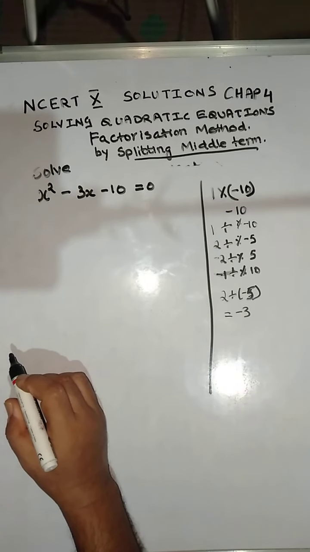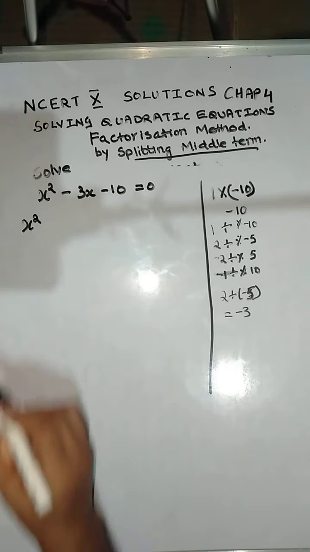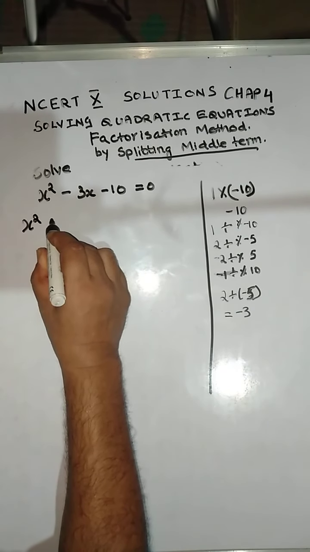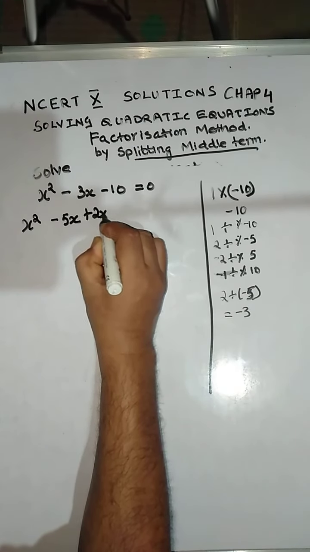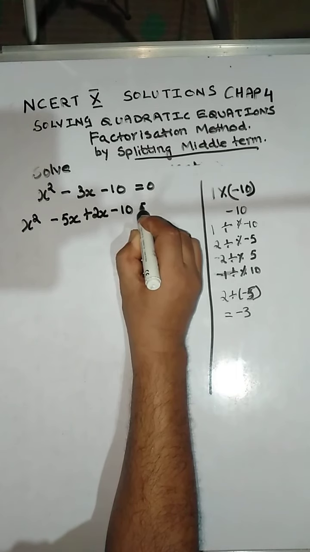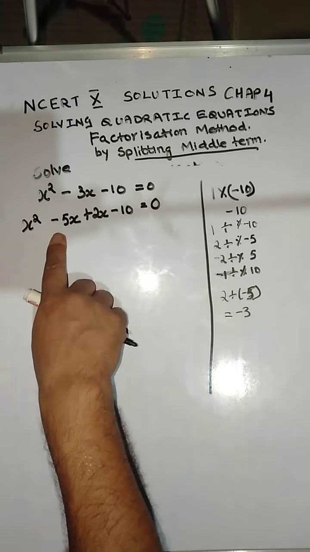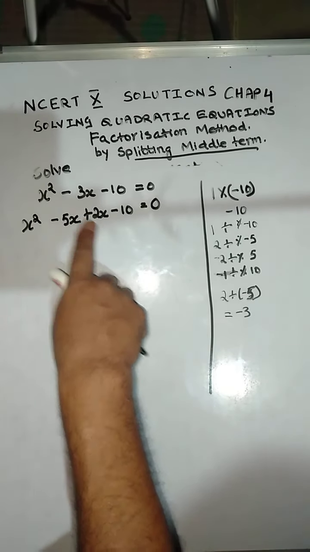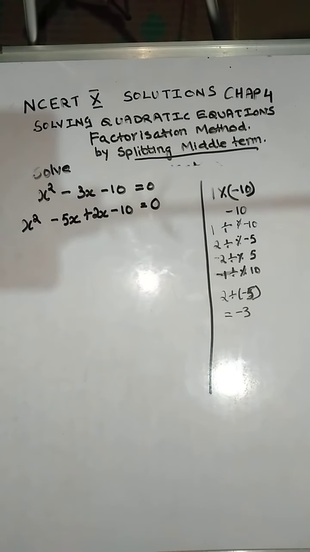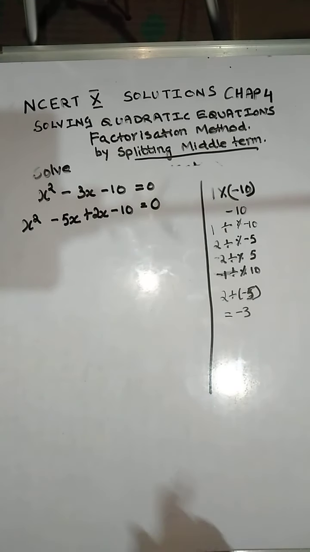Alright? Now these terms that can be split can be written here as x squared minus 5x plus 2x minus 10 is equal to 0. So here you have managed to see that minus 5x and plus 2x will give us minus 3x. So I have managed to split the middle term, and then I take 2 terms from here and 2 terms from here to factorize them.